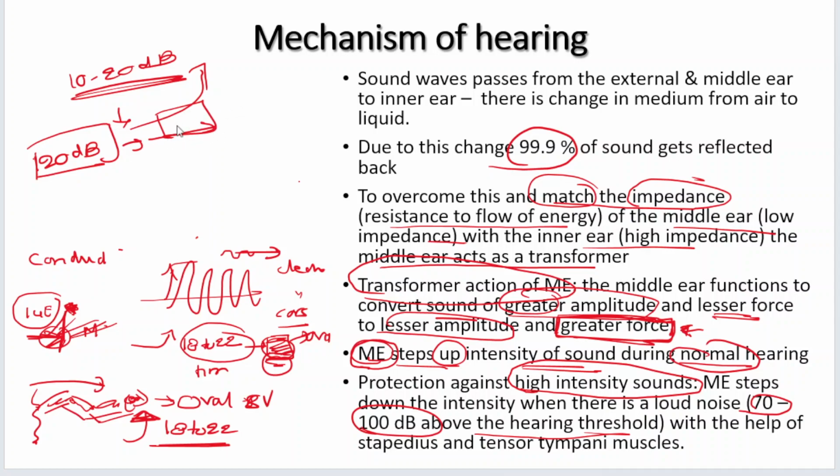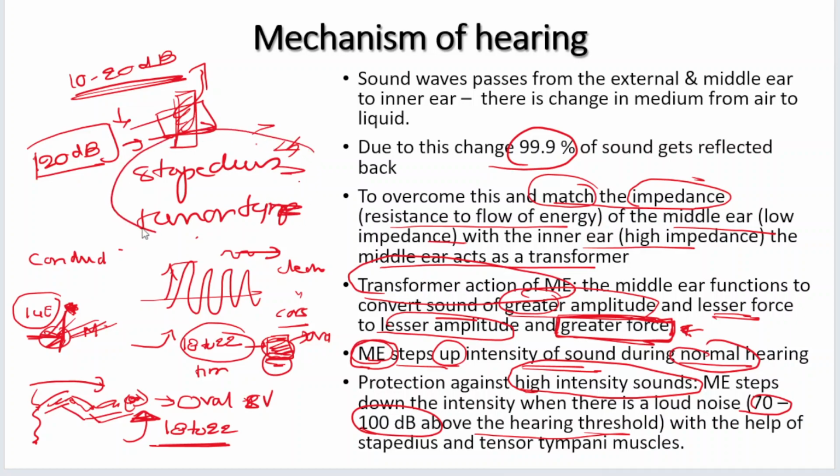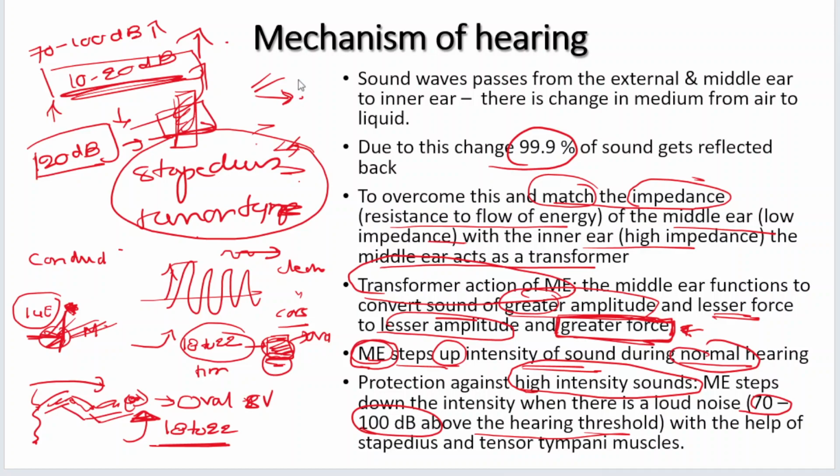To prevent that, the middle ear also has a protective mechanism by the stapedius and tensor tympani muscles. They contract. The stapedius and the tensor tympani muscles contract when there is a loud sound, meaning 70 to 100 decibels greater than the hearing threshold. Then they both contract, causing dampening of those vibrations, and they do not let that energy go into the inner ear fluids to damage them. So it is also acting as a protective mechanism.